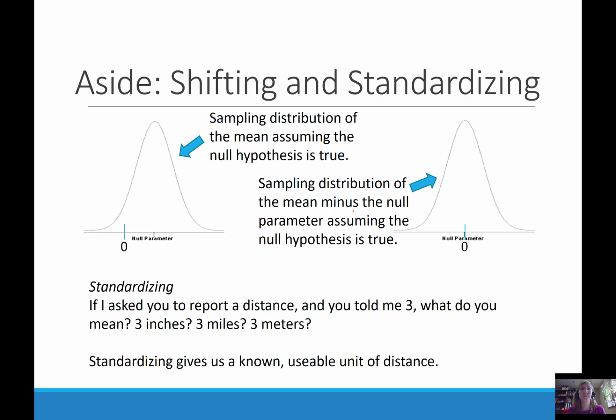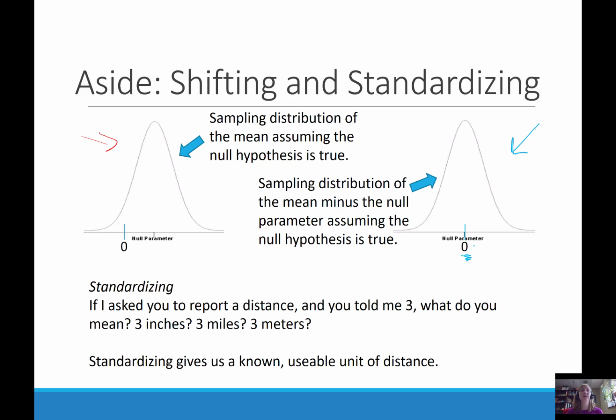Let's look at this visually. On the left is the original sampling distribution of the mean, assuming that the null hypothesis is true. 0 is a possible statistic, though unlikely, and so it is on the x-axis of our sampling distribution. On the right is the sampling distribution of the mean minus the null parameter. It is now centered at 0. Dividing by the standard error gives us a known usable unit of distance.